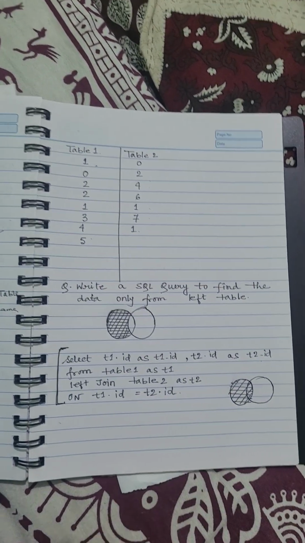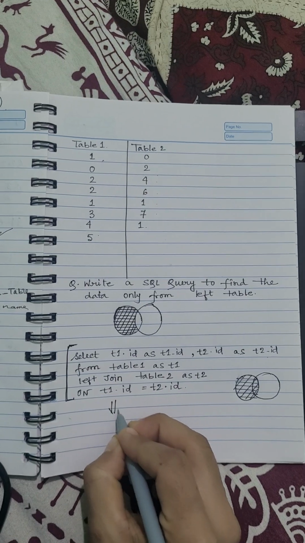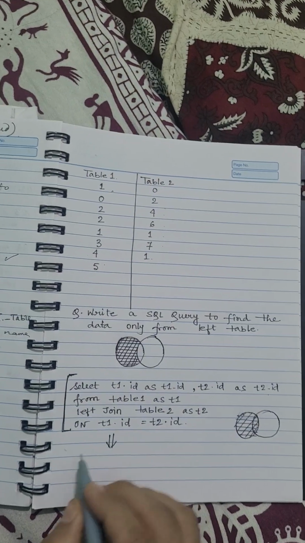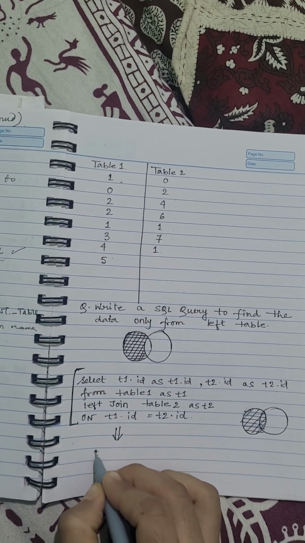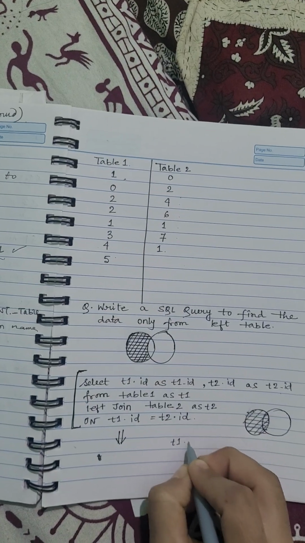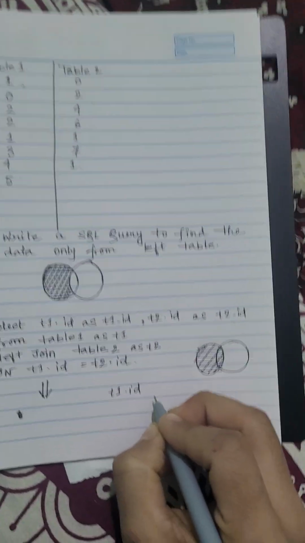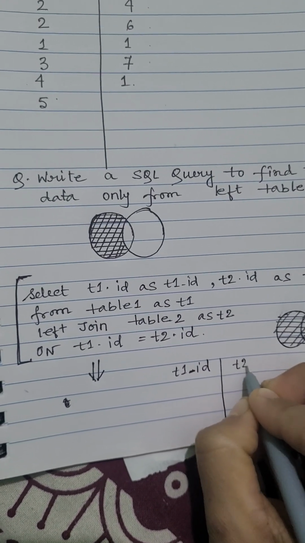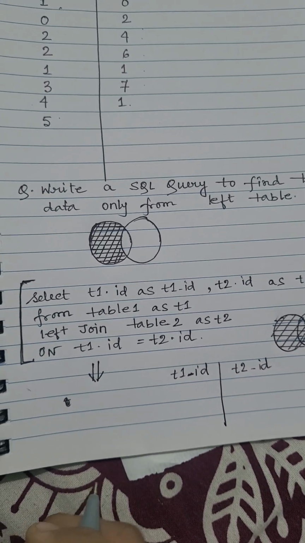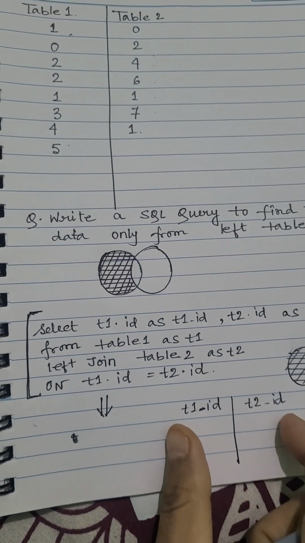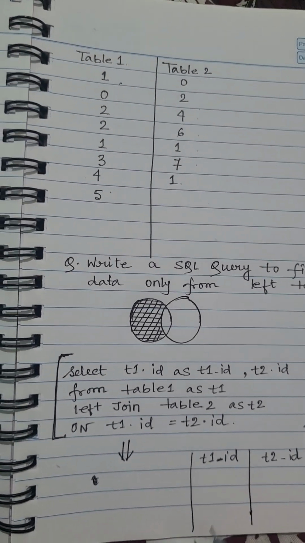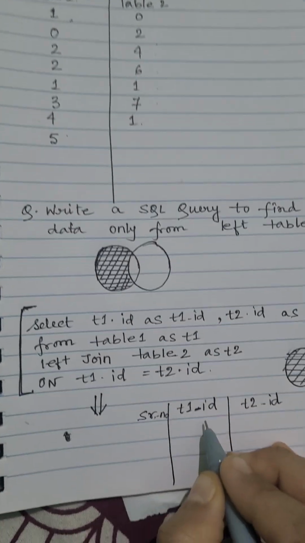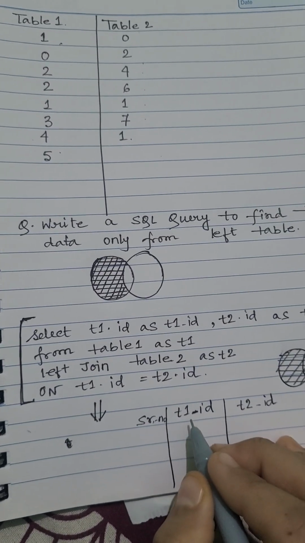Okay, fine. So what will be the output? Let's see the output of this particular query. I think this page is over, so the output will be here. I'll write t1.id and t2.id as the output columns. There will be a serial number or something like that, so don't look into the serial number. The main thing is t1 id and t2 id.